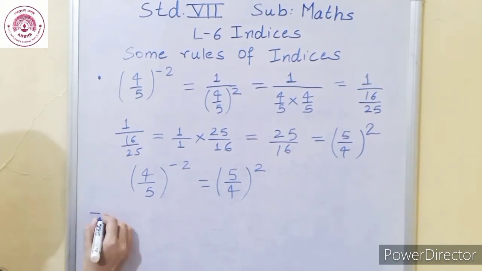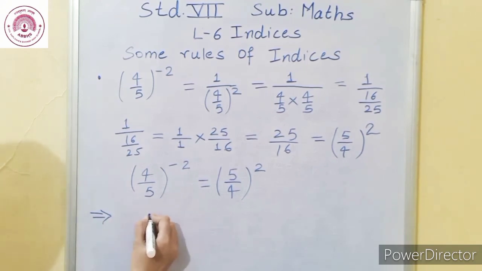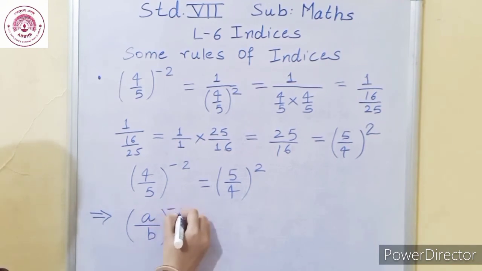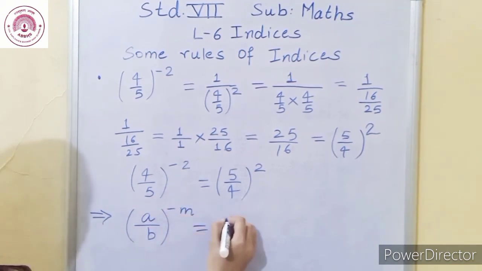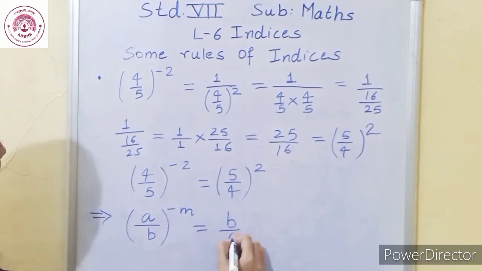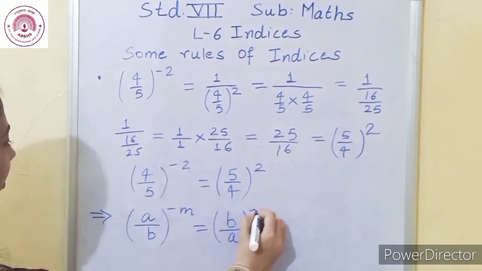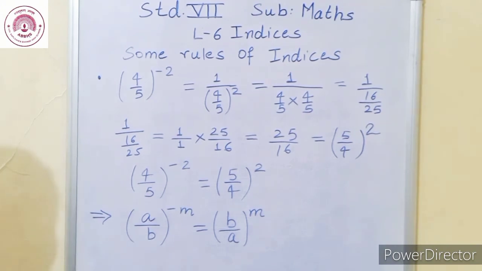So, we can conclude that if a and b are rational numbers, a is not equal to 0, b is not equal to 0, and m is an integer, then a upon b raised to the power minus m equals b upon a raised to the power m. This is one of the rules of indices.